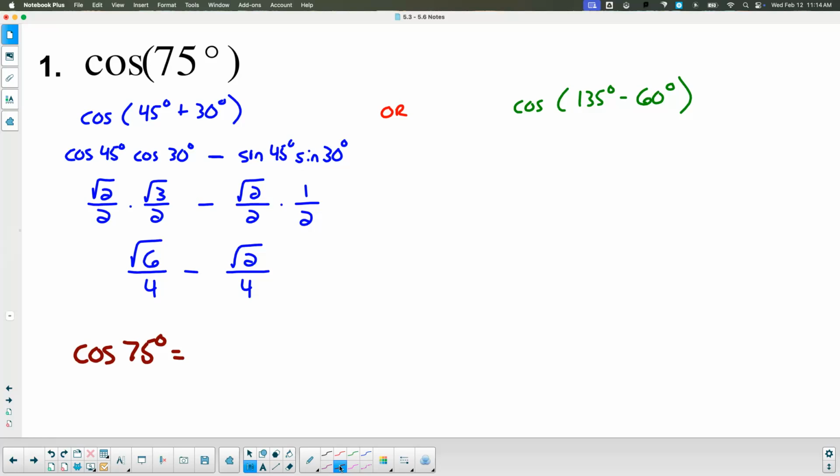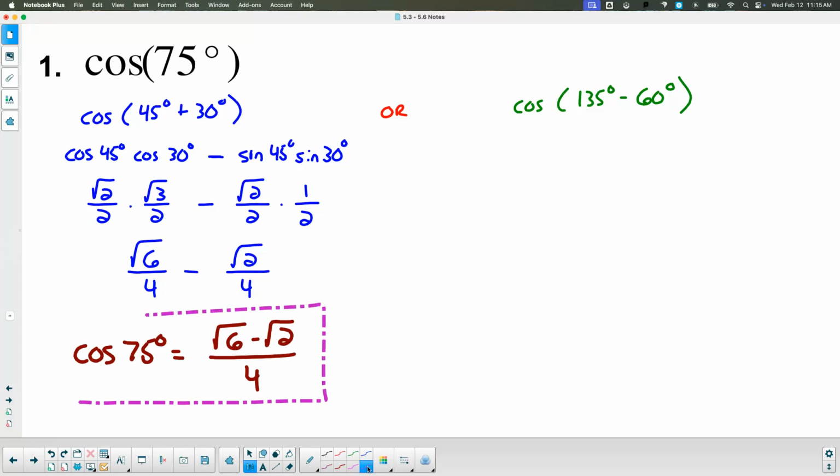Square root of 6 minus the square root of 2 all over 4. Can I simplify it any further? Nope. Okay. So that would be what it is. You now try the green one.